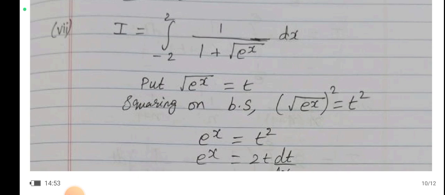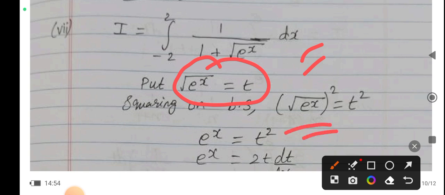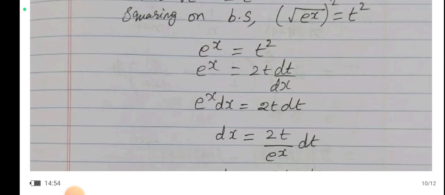Next, today's 7th subdivision is the last in this video. So integral from minus 2 to 2, 1 by 1 plus root over e power x dx. Considering root over e power x as t, apply squaring on both sides, because we don't want to keep that root e power x as it is. Otherwise, we would get 1 by 2 root e power x and e power x differentiation. So for removing this, we take squaring on both sides and we get e power x as t square. Once we got t square, then it's easy.